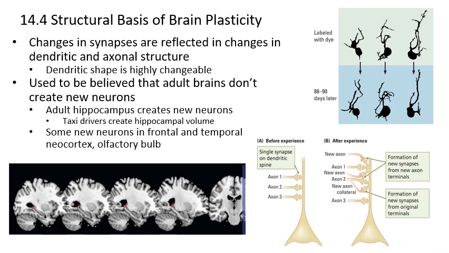Changes in synapses are reflected in changes in dendritic and axonal structure, mostly dendrites. Dendrites are highly plastic and changeable. We used to believe, I want to say like 30 years ago, that adult brains don't create new neurons, and we are increasingly finding out that that's not true. Neurons can be created in the adult hippocampus. For example, in that taxi driver study, they followed those taxi drivers for I think like 4 years, and found that over the course of training, taxi drivers had increases in hippocampal volume. As well, new neurons are found in frontal regions, temporal neocortex, and the olfactory bulb.